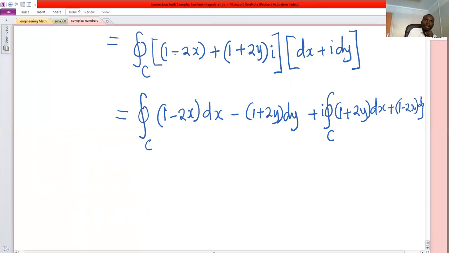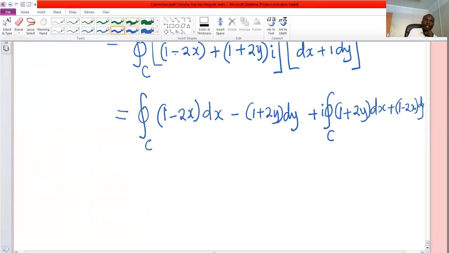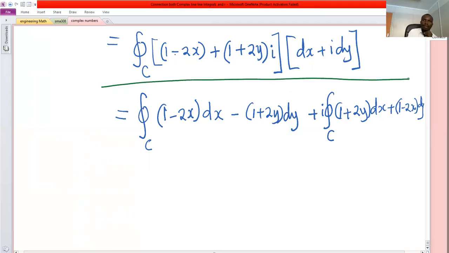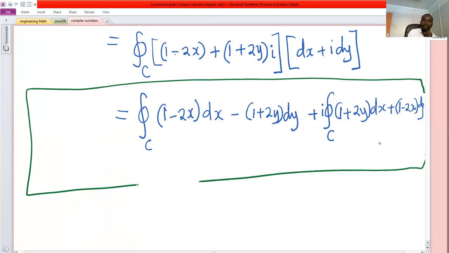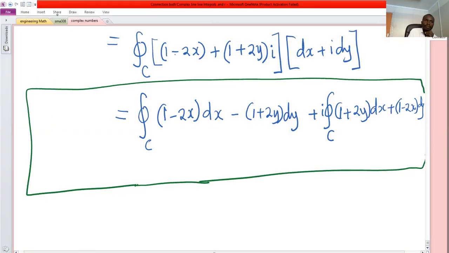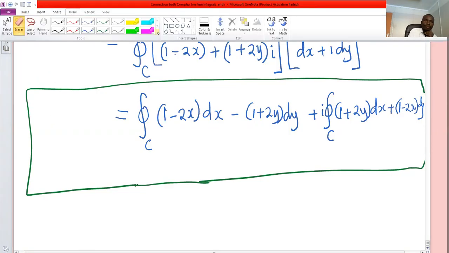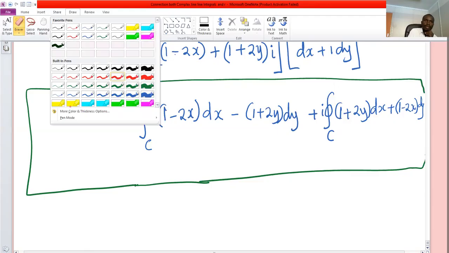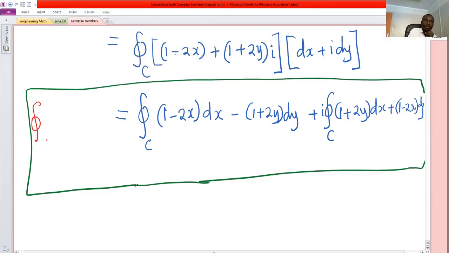So therefore, we need to be dealing with this integral to solve parts A, B, and C. So this is the integral that you are given. The integral that we are given in the question is the same as what we have here.